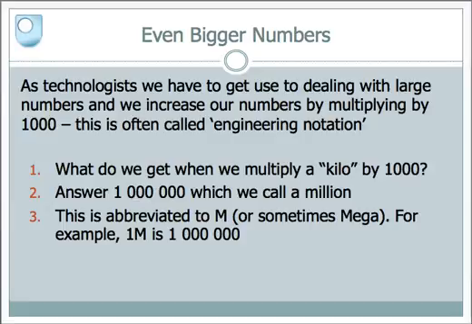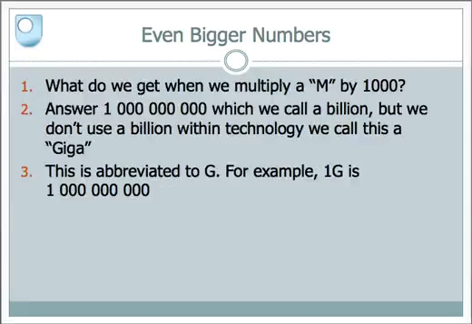So what do we get when we multiply a kilo by 1,000? The answer is 1,000,000, one with 6 zeros after it. This can be abbreviated to the letter M, sometimes called mega. For example, 1M is 1,000,000. What do we get if we multiply a mega, a million, by 1,000? Well, the answer is 1,000 million, which we call a billion. But we don't use a billion within technology. We call this a giga, and this is abbreviated to the capital letter G. For example, 1G is 1 followed by 9 zeros.